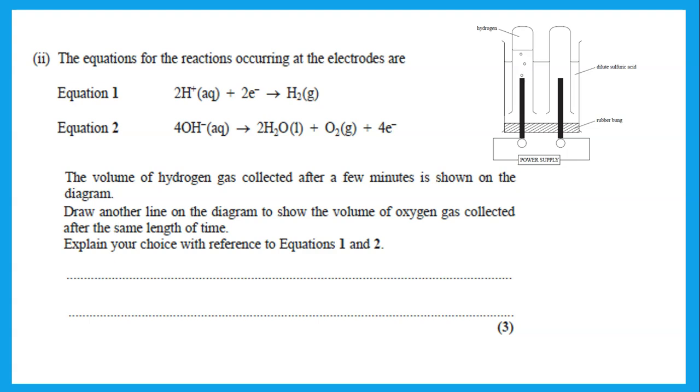Draw another line on the diagram to show the volume of oxygen gas collected after the same length of time. We said in order to know the relative volumes of these gases, we look at the two equations. But in order to compare the two half equations, we must have the same number of electrons. Are the number of electrons the same? Of course not, equation 1 has only 2 electrons, while equation 2 gave 4 electrons.